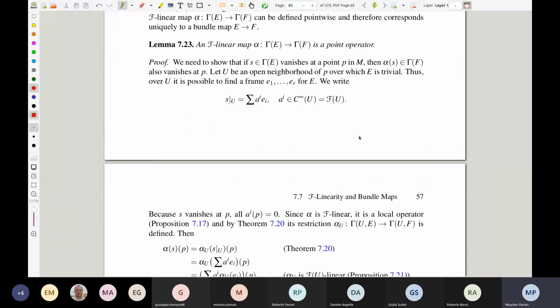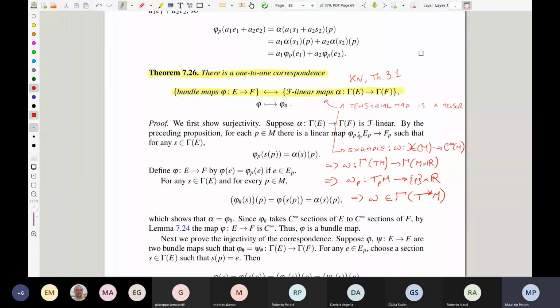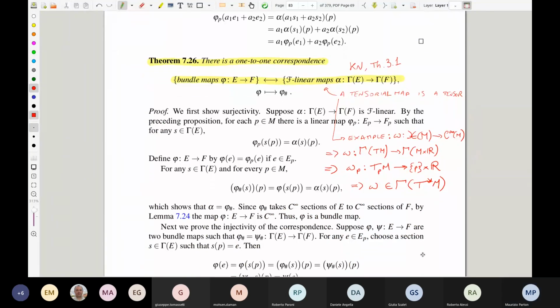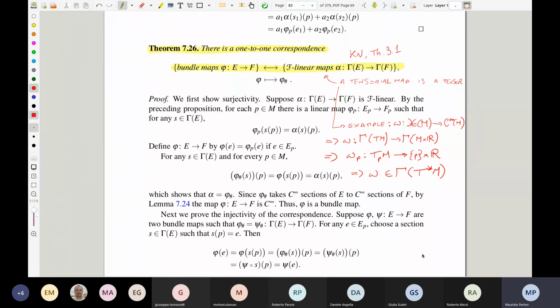Okay, this one. The theorem is this one. As you can see, there is a one-to-one correspondence between bundle maps and F-linear maps, and this is essentially the sentence: a tensorial map is a tensor. Here there is an example with the differential form. I will not go through it, but it's very illuminating in my opinion.